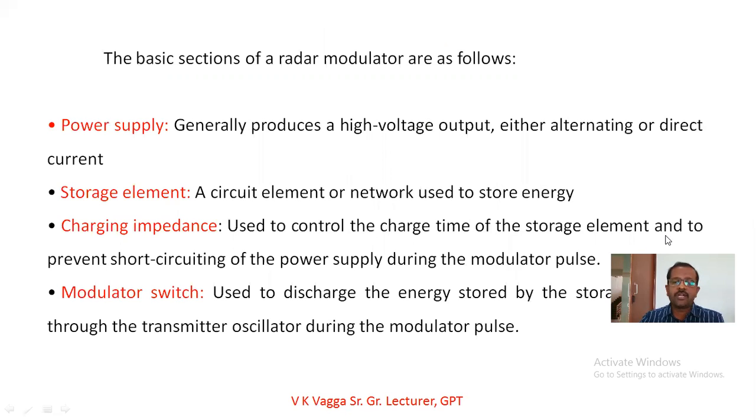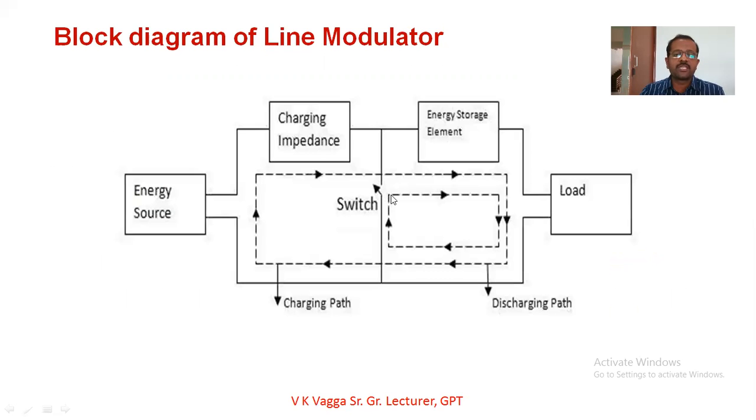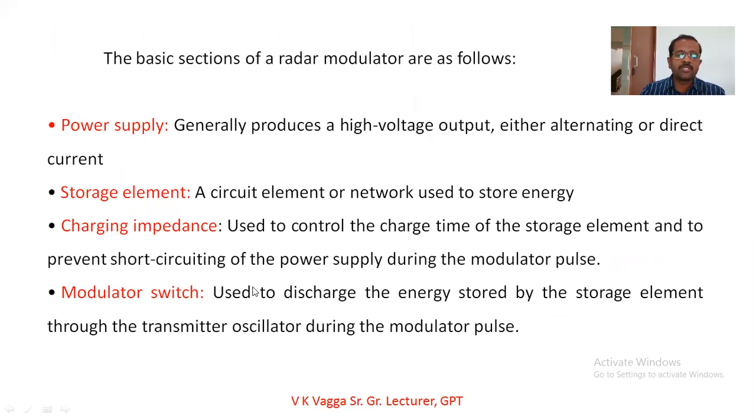And if you take the modulator switch, you can see the modulator switch is present between the charging impedance and the storage element. This is the modulator switch here, and it is used to control the on time and the off period. Okay, what does this modulator switch do? It is used to discharge the energy stored by the storage element through the transmitter oscillator during the modulator pulse.